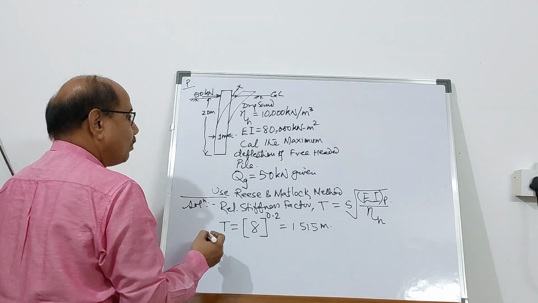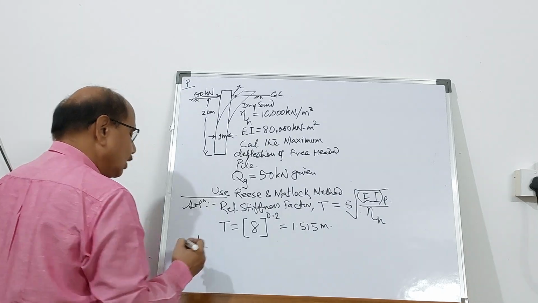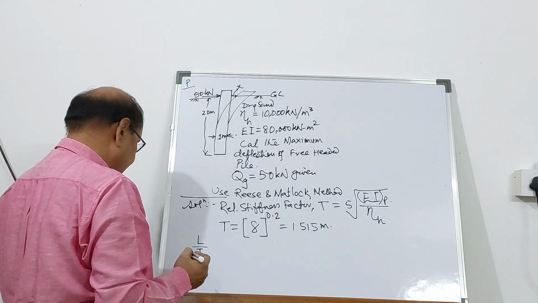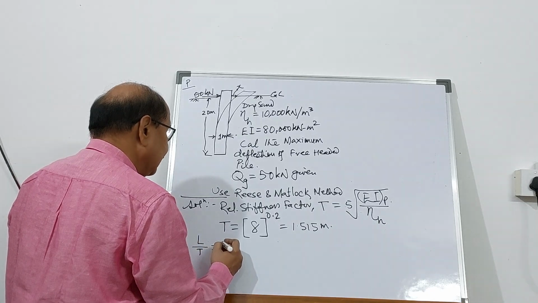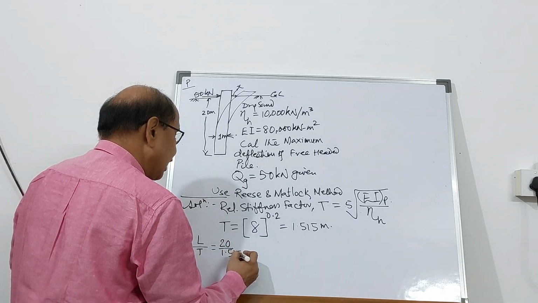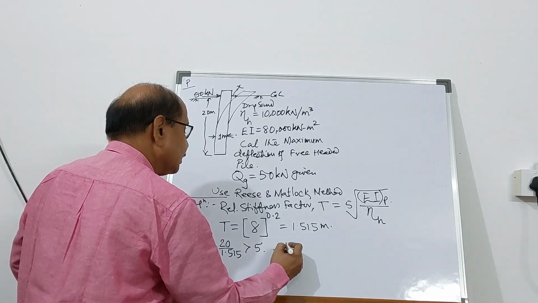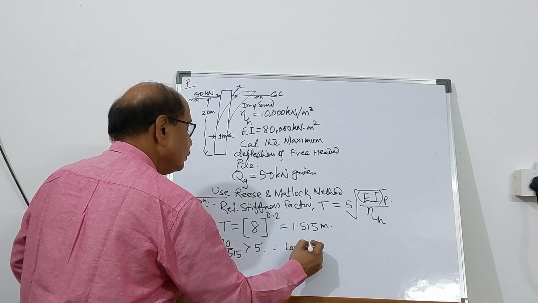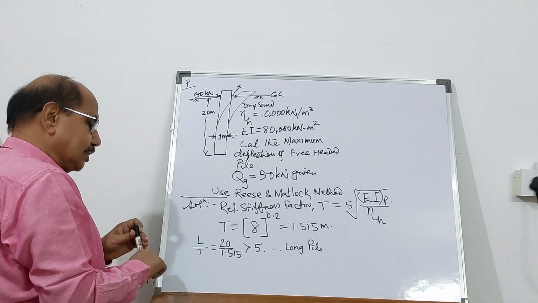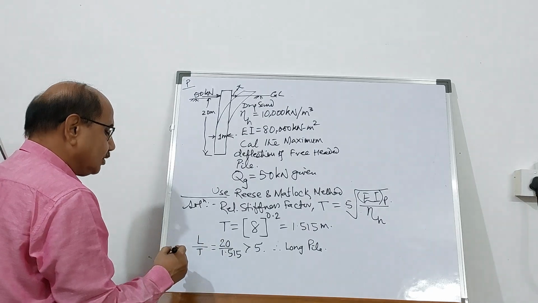Therefore, to know whether it is a long pile or not, you will have to calculate a ratio, the length of the pile upon relative stiffness of the pile. So L by T, 20 divided by 1.515, is greater than 5. Therefore, it's a long pile. Having established that, we can find out the maximum deflection using the expression for the deflection.